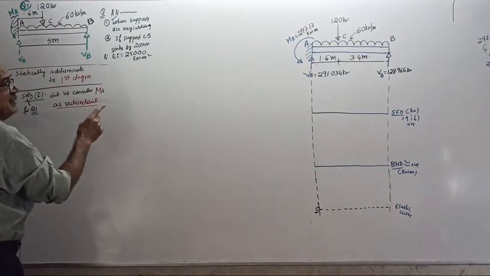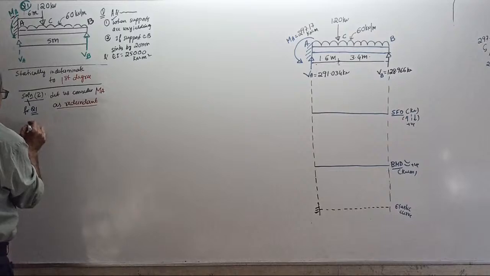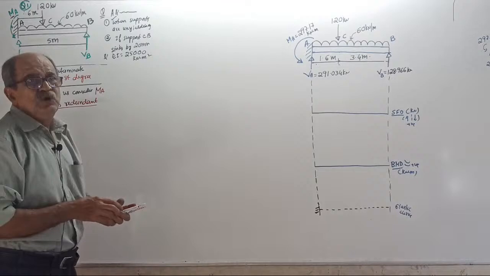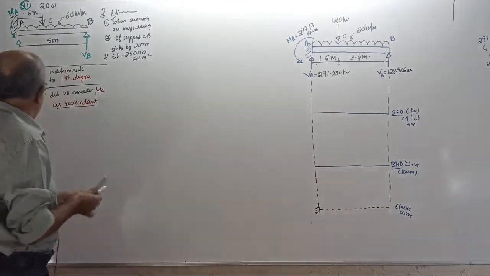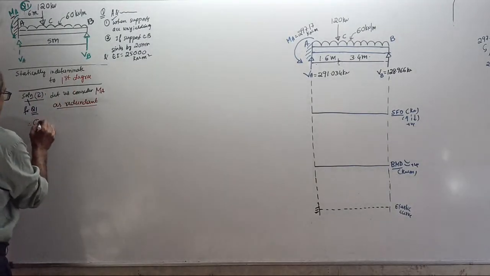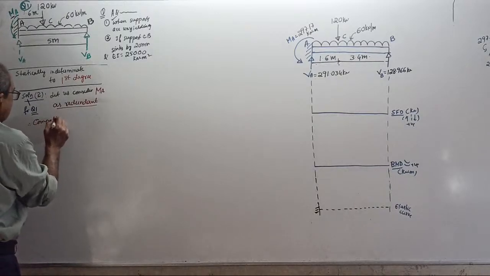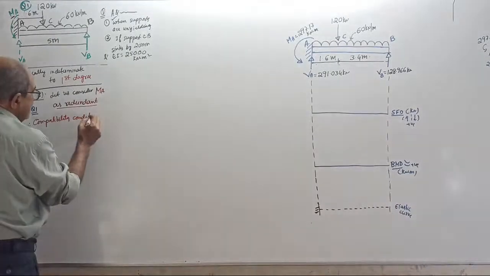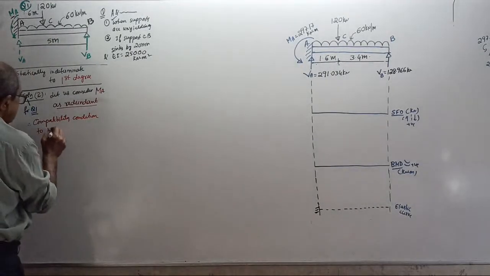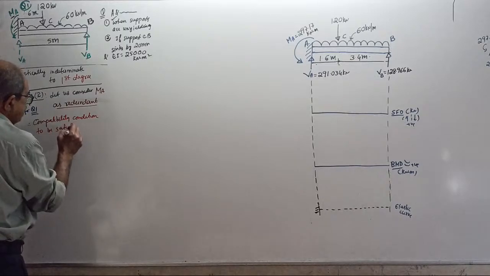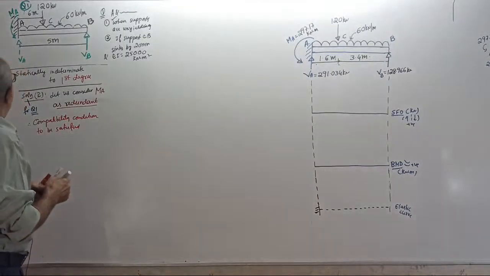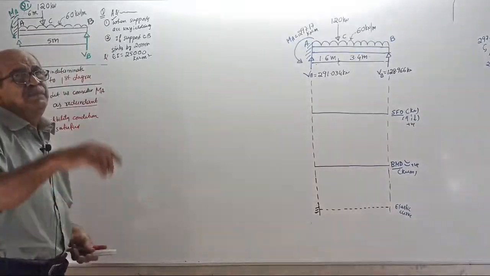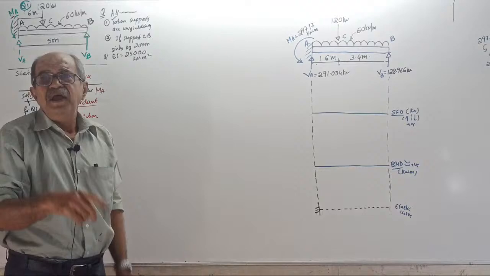Okay, start. Do not see this one now. MA as redundant. Now tell me, what is the compatibility condition to be satisfied? Therefore, the compatibility condition to be satisfied is, see now, when I remove the VB, then point B will vertically deflect. It cannot deflect.